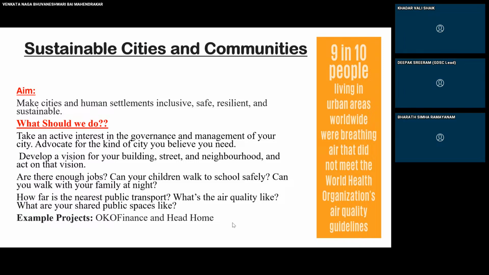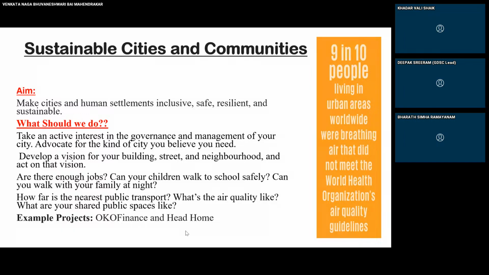We all have a question, like do we have enough jobs or not. It is interlinked with jobs and employment. It's about building cities, managing your city, advocating for your city, and working on your particular city, and that will make change for the whole community and the whole world.